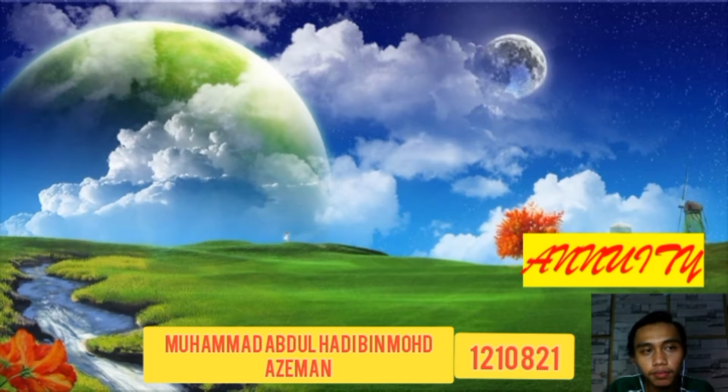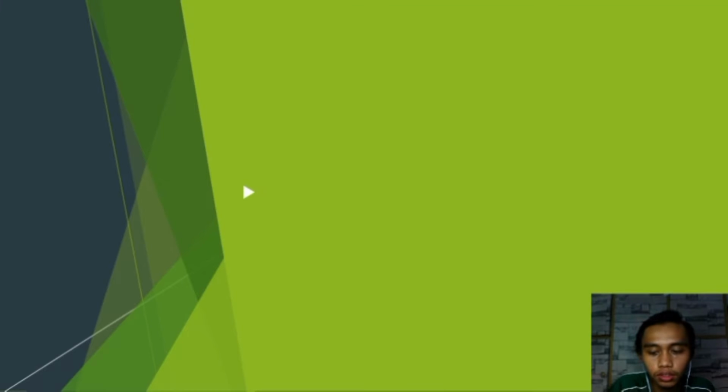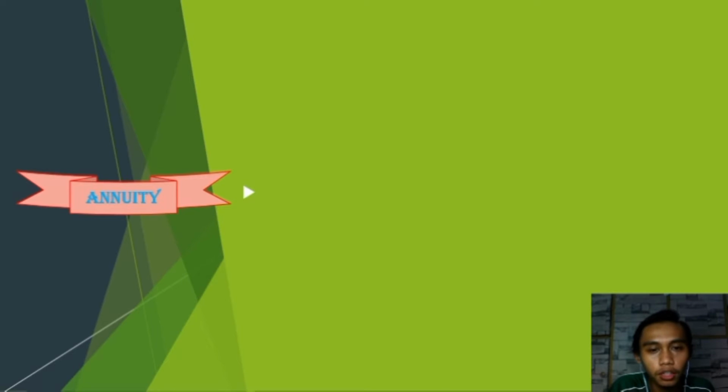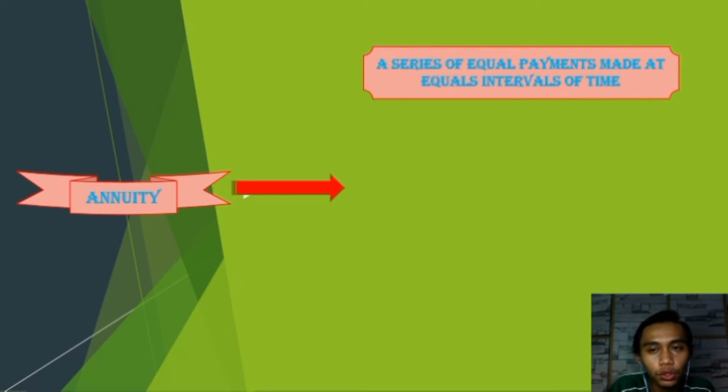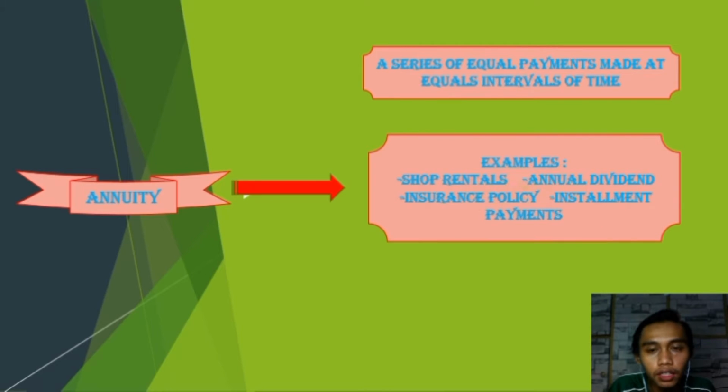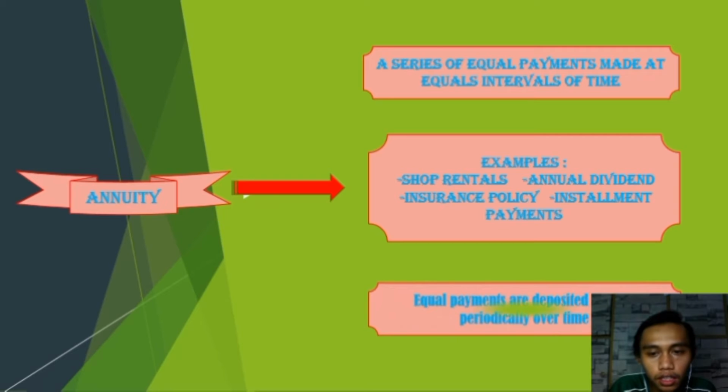Now we will discuss annuity. The meaning of annuity is a series of equal payments made at equal intervals of time. For example, shop rentals, annual dividends, insurance policies, installment payments. Equal payments are deposited or paid periodically over time.